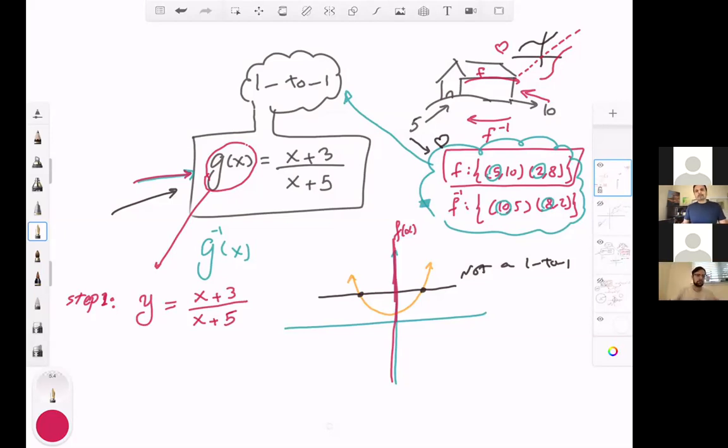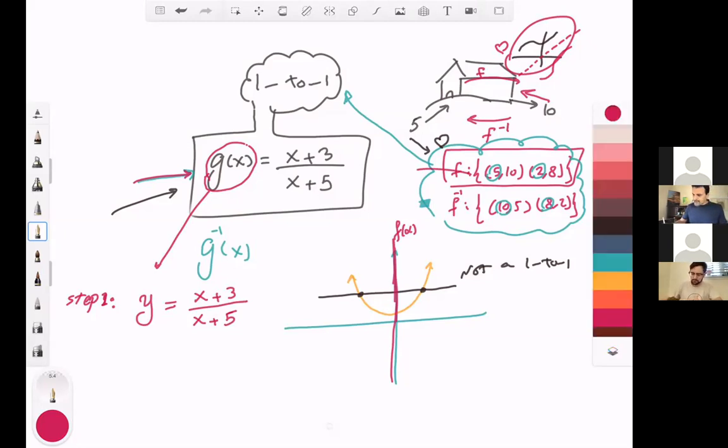So for both graphing and points, we switch x and y, correct? So here we're going to switch x and y as well. What does that mean? That means instead of this x and that x, I'm going to substitute y, and instead of y, I'm going to put x. So what's going to happen? We're going to get x equals (y plus 3) over (y plus 5). This is step 2.